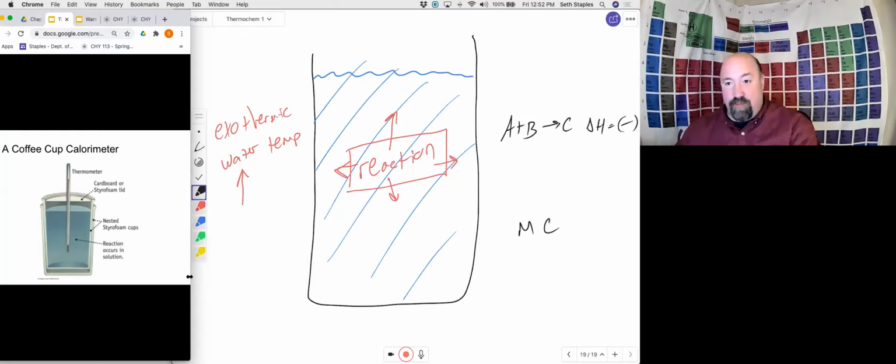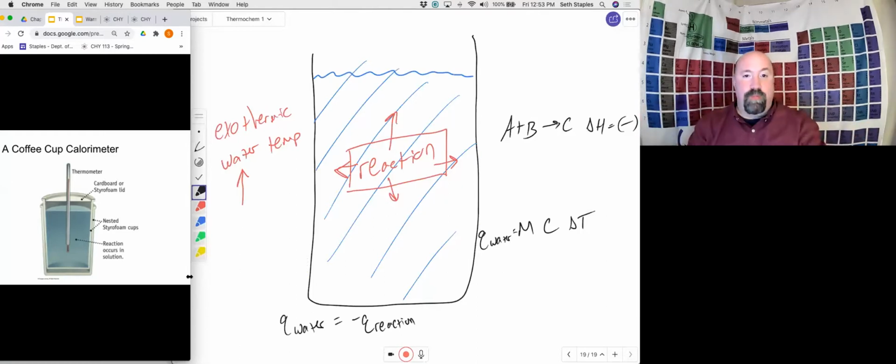We know the specific heat of water, and we can measure the delta T. So it's easy for us to calculate the Q of the water: how much heat did the water gain? And we know that the heat of the water must be equal and opposite to the heat of the reaction.